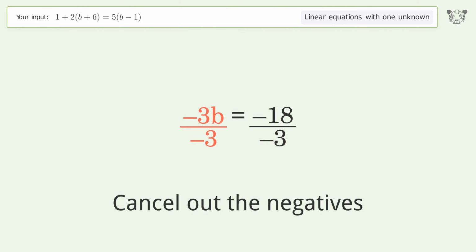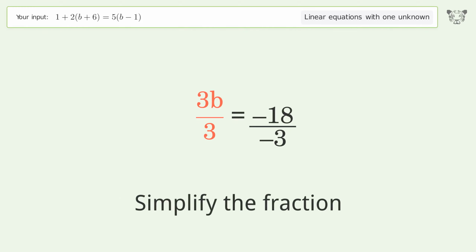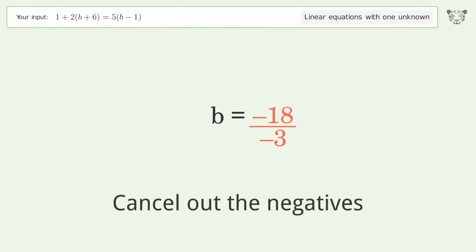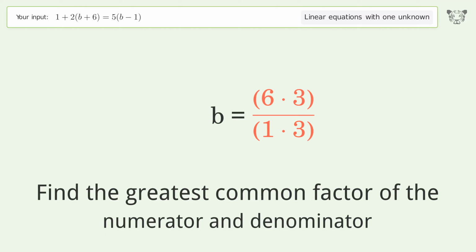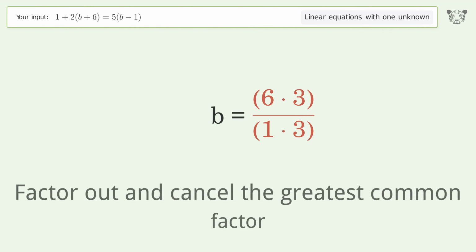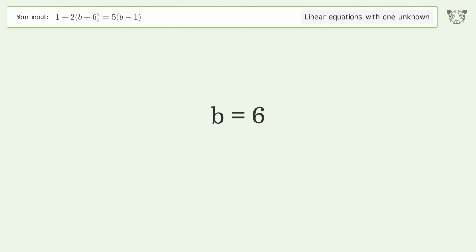Cancel out the negatives. Simplify the fraction. Cancel out the negatives. Find the greatest common factor of the numerator and denominator. Factor out and cancel the greatest common factor. And so the final result is b=6.